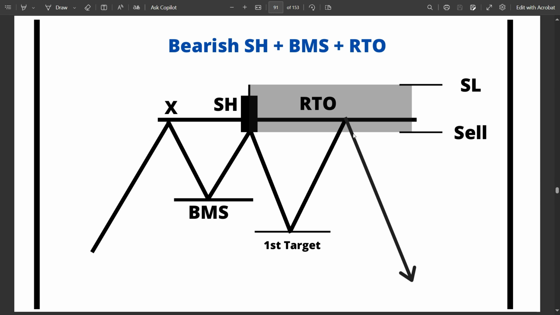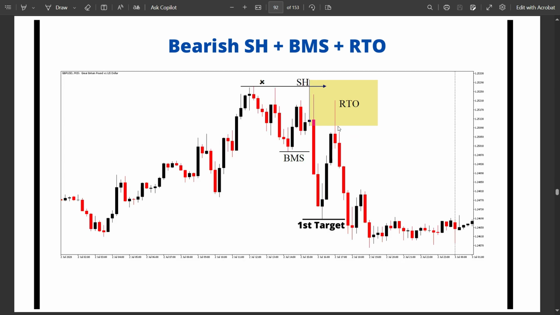Here's a schematic bearish example. The market formed a bullish candle, broke the structure, and entered again at the RTO, which is return to order block. That's it. Moving on to the next example for a short position.